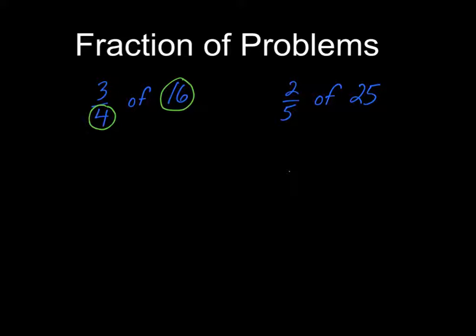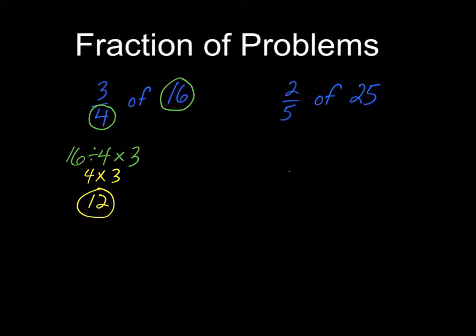What we'll do is take 16 and divide it by that 4, and then multiply by that 3. When you do 16 divided by 4, you get 4 times 3, which gives us 12. Let's move on to our next question.